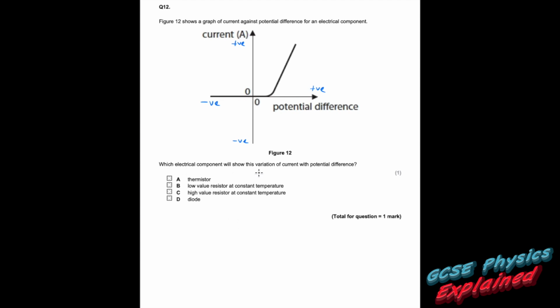Which electrical component will show this variation of current with potential difference? Well, as I said before, that's a diode. So a diode only lets current flow in one direction. I like to remember that by looking at the symbol. The symbol for a diode's got an arrow on. That arrow sort of says that current can flow that way, but it will not let current flow backwards. So it doesn't matter how big the negative voltage is, you're not going to get any current flowing.